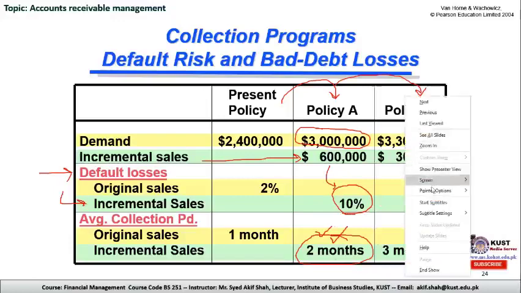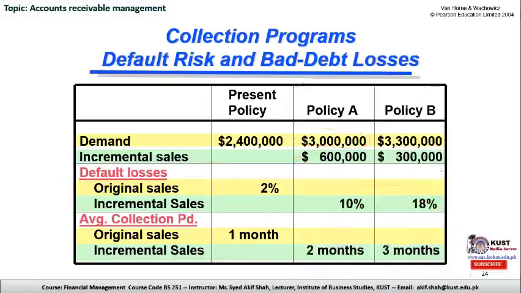Similarly, in policy B, we can see that the incremental sale is now $300,000 more than policy A. Why? Because the company is going to further relax their collection period to 3 months or 90 days. In this case, the data is telling us that we are going to lose 18% of this incremental sale if the company opts for policy B.